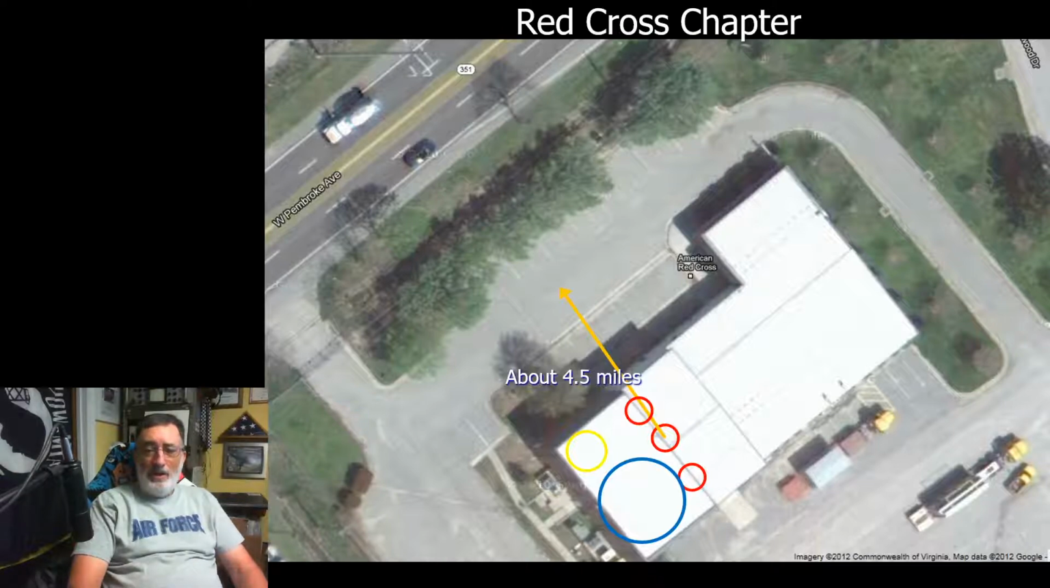The blue circle indicates the Red Cross's Emergency Operations Center and also our primary training classroom. The red circles indicate the antennas, and the yellow circle indicates the location of both the radio room on the first floor and our storage facility that's on the second floor.